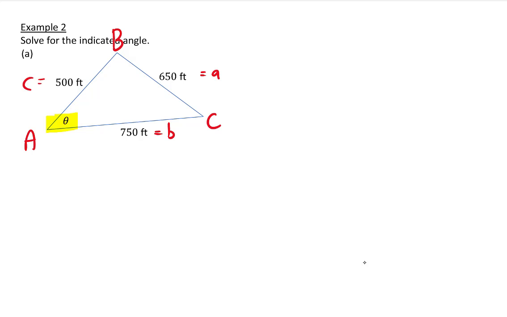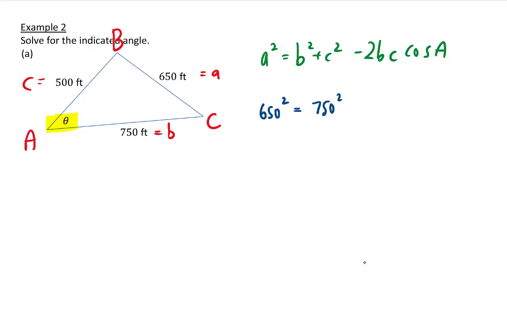Since we are looking for angle A, I'm going to start with the version of the cosine law that begins with A. So A squared equals B squared plus C squared minus 2BC cosine of angle A. This time we only have the side lengths, so if we sub them in, we get 650 squared equals 750 squared plus 500 squared minus 2 times 750 times 500 cosine of angle A. So notice our unknown is now on the right side of the equation.